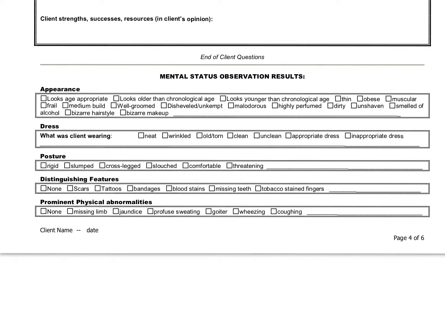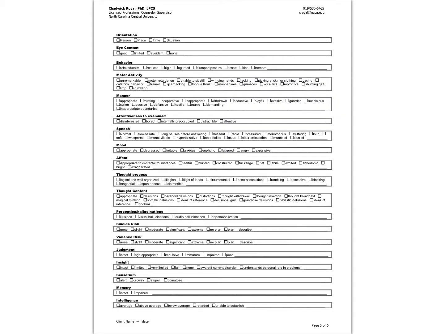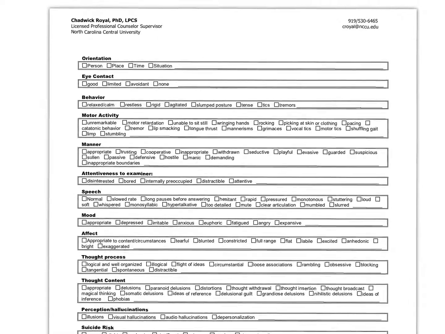Do they have any distinguishing features, scars, tattoos, bandages, blood stains, missing teeth, tobacco-stained fingers? You're just thinking back to how they appeared to you. Any prominent physical abnormalities? Missing limb, jaundice, profuse sweating, a goiter, wheezing, coughing. Just really looking to provide, again, an accurate overall assessment as to who they are. Sometimes these types of questions will help me to remember who a client was.